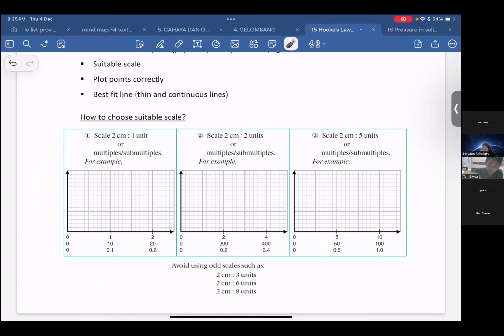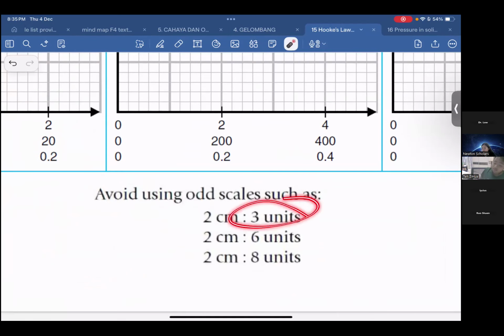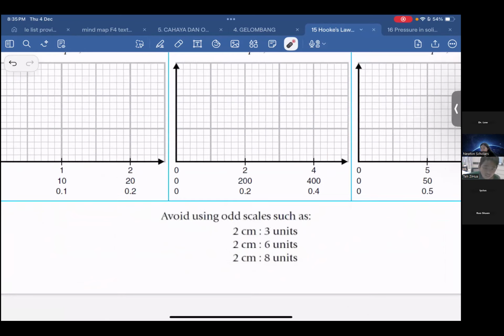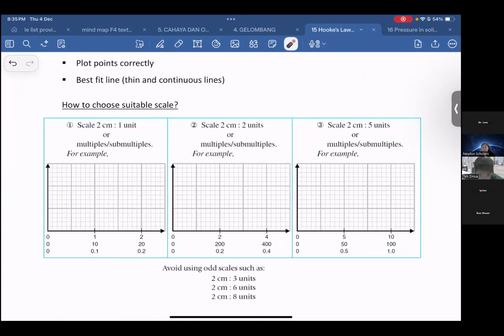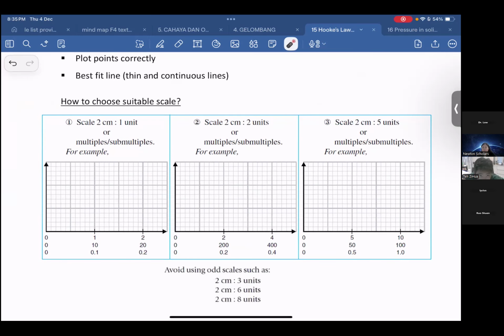Avoid units like 3, 6, 8, or 4. All these are not a good idea. You will find it very hard to find the points. So I encourage you to use 1, 2, or 5. This is the best scale.